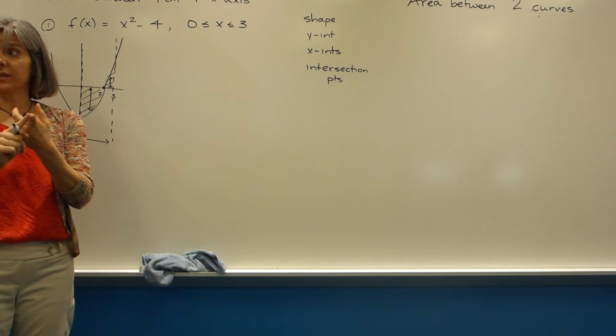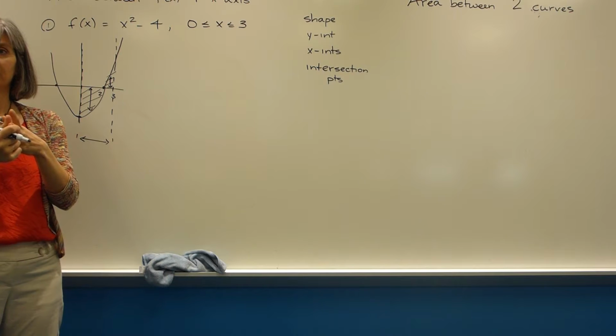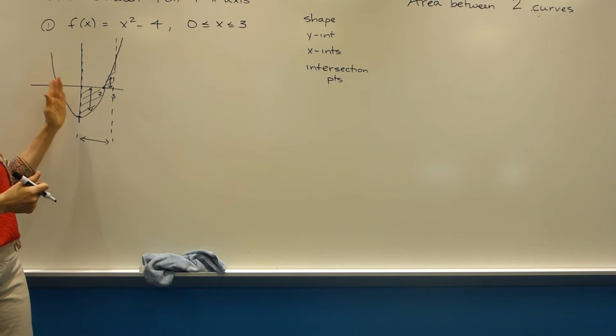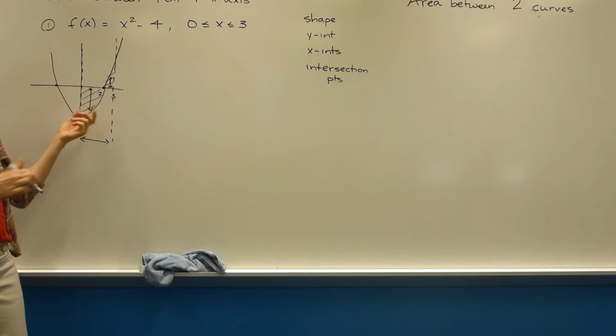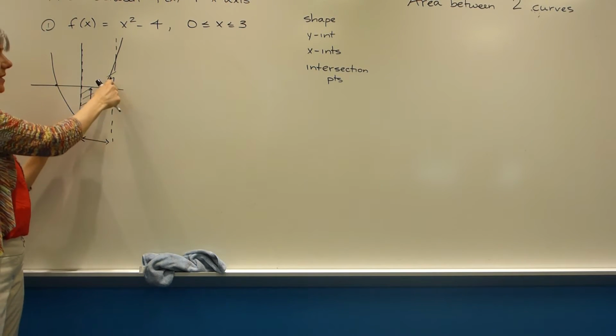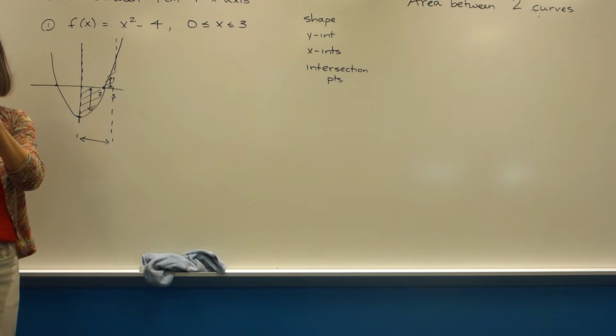Remember, area is always positive, but integrals can be negative. So this part down here, if I were just to do the integral from 0 to 2, would it be positive or negative? Negative, because it's all below the axis. And this one would be positive. So there are 2 ways to do this problem.